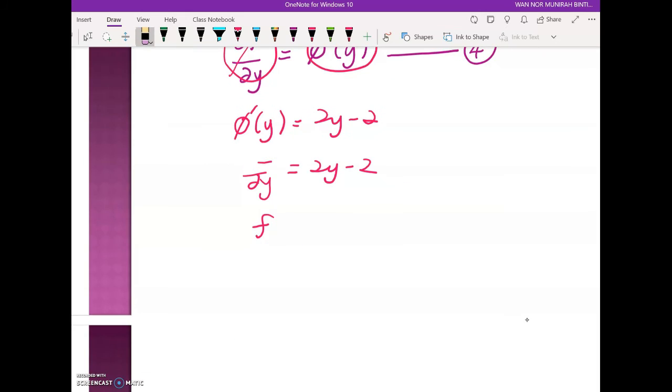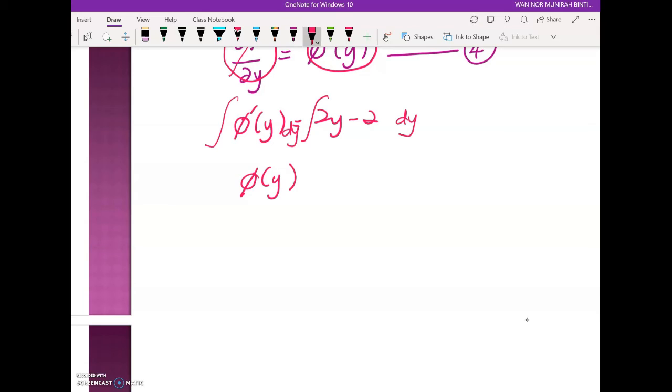We don't want phi prime(y), we just want phi(y). In order to get phi(y), you need to integrate both sides of the equation with respect to y. Integrating 2y gives 2y squared over 2, so we have y squared, minus 2y, and then only we add a constant. Let's say the constant is b here.